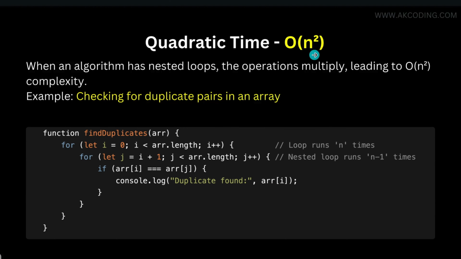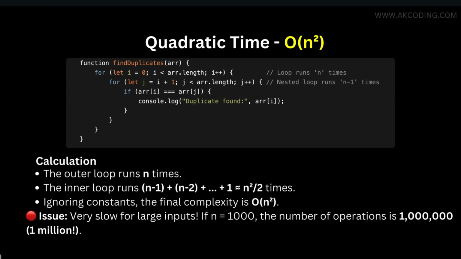Now O of n square, quadratic time. When an algorithm has a nested loop, the operations multiply, leading to O of n square time complexity. Example, checking duplicate pairs in an array. Moving forward, here you can see the calculation of the quadratic time.